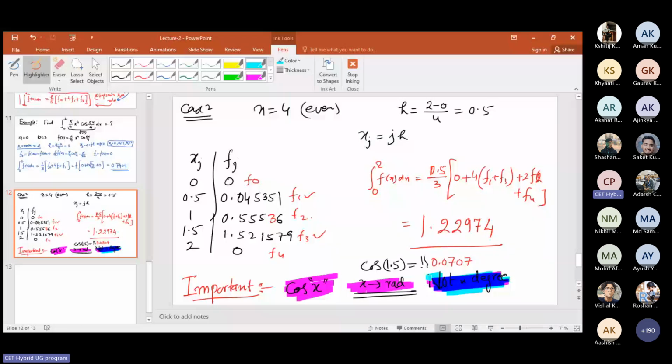So this is the correct value. Any other value which you get is a wrong value, and this applies during programming also. So you have to take care of this during the calculations.